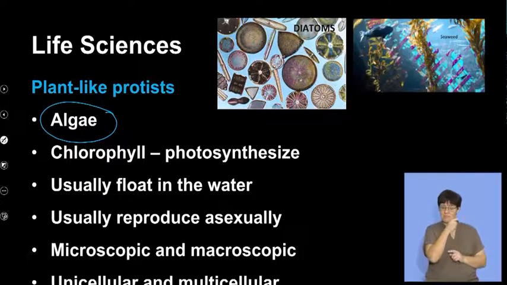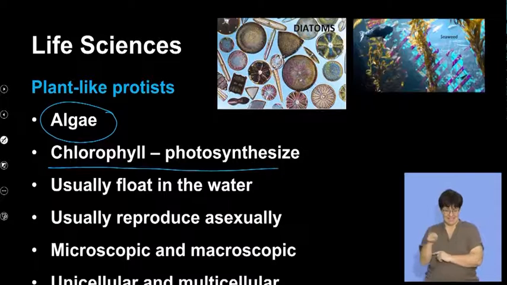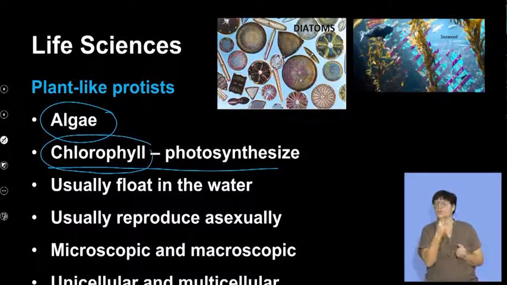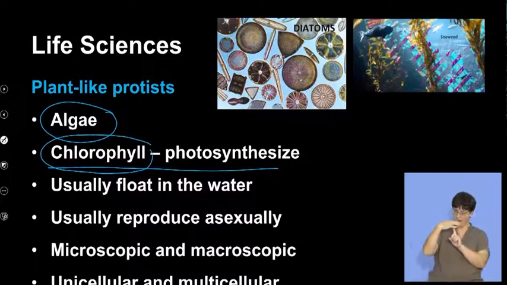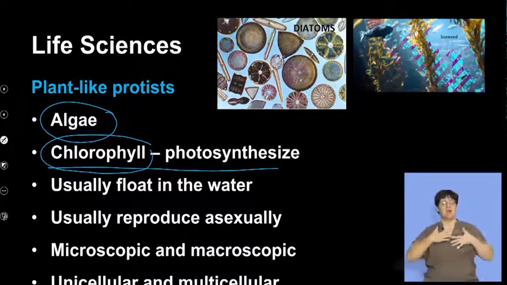And the examples over here are, you'll see at the top, diatoms because they're nice and single ones, or really, really big ones are the seaweeds. Now, what can the algae do? Guys, algae can photosynthesize. They've got chlorophyll, they're usually green, and they can make their own food.